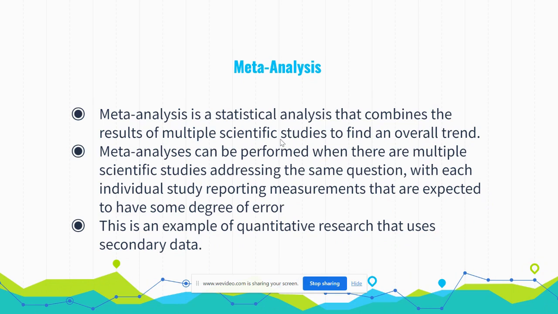Essentially, we use the word trend analysis to say we've got a lot of historical data, and now I'm projecting what it's going to look like in the future. Meta-analysis can be performed when there are multiple scientific studies addressing the same question. Each individual study is expected to have some degree of error.